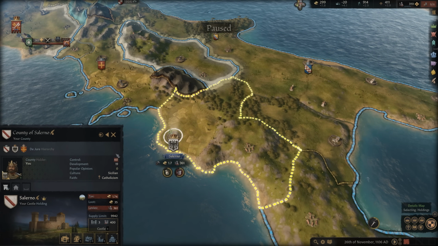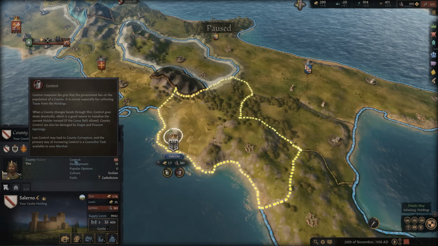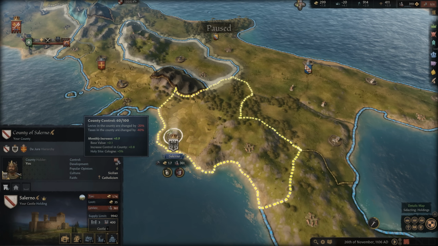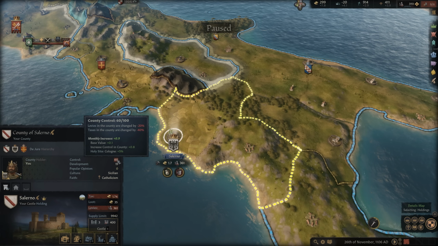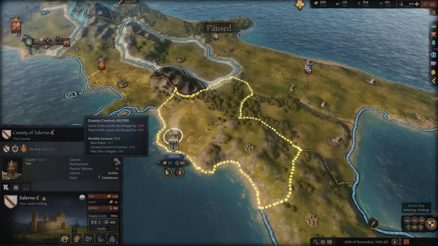And let's go over control. Control is pretty important here, right? This is the measurement of the grip that the government has on the population of a county. It is crucial, especially for collecting taxes from the holdings. Now, what happens here is the control amount is going to directly influence the amount of levies that your county can summon, as well as the taxes.